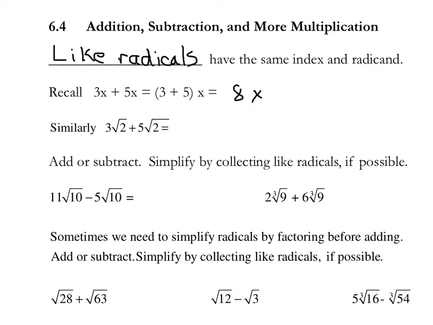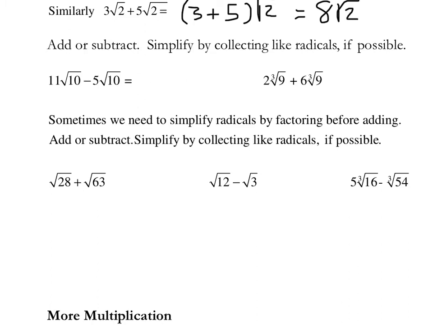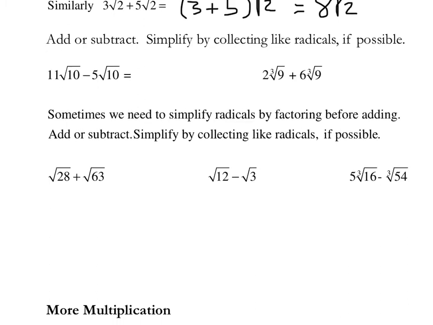So similarly, we can add 3 times the square root of 2 plus 5 times the square root of 2. If you want to think about the square root of 2 as a common factor, if we factor that square root of 2 out, what are we left with? 3 plus 5. And 3 plus 5 is 8, so we have 8 square root of 2. So it's just like the previous problem, only x is the square root of 2. So we have like radicals. 3 square root of 2 plus 5 square root of 2 is 8 square root of 2. So to add or subtract, we simplify by collecting like radicals if possible.